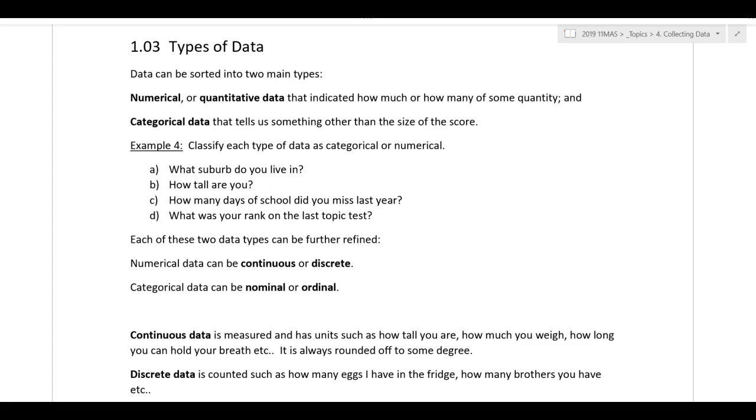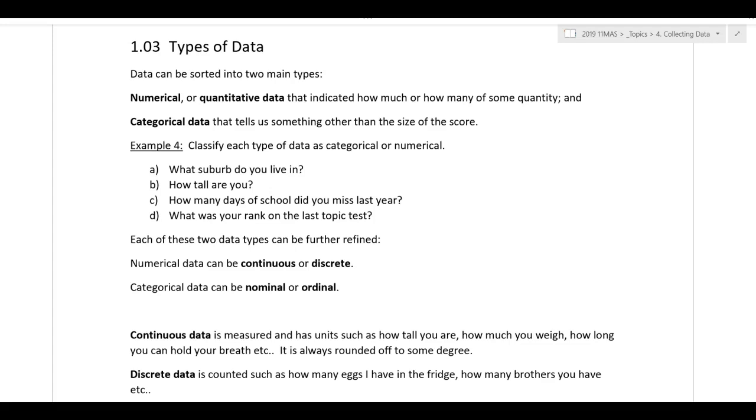Now, those two subtypes, those two categories of data, are both numerical data, or sometimes we call it quantitative data, because it refers to a quantity. How many or how much is numerical data. The answer will be a number.